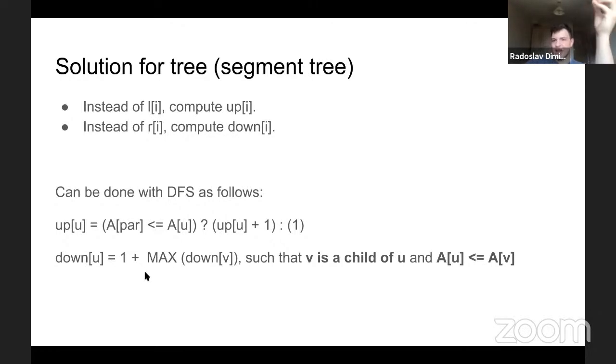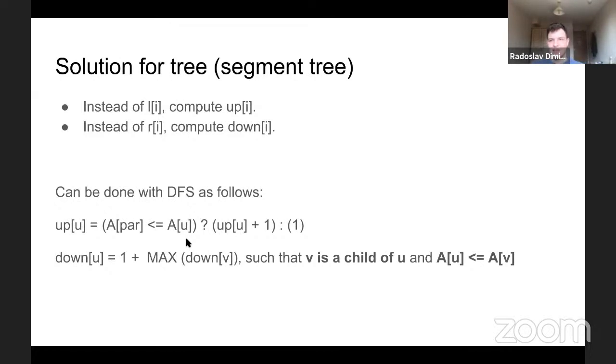And basically the down of some vertex will be 1, because of the current vertex, plus the maximum of the downs of the available children. And if this set is empty, we are just going to say that it's 0, because if there are no possible children below, or if there are no children at all, then we just get the current vertex as the down part.